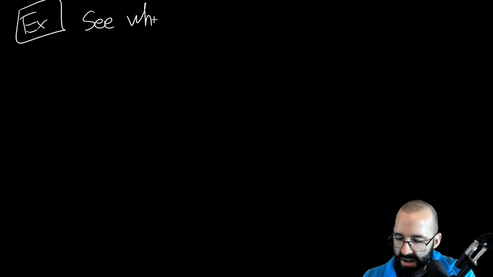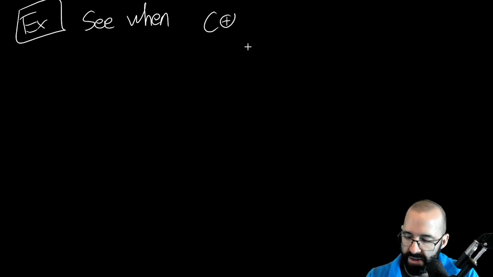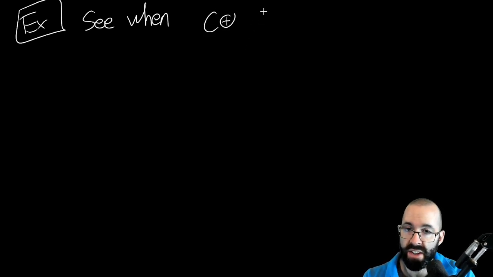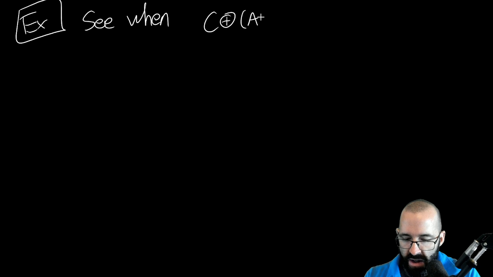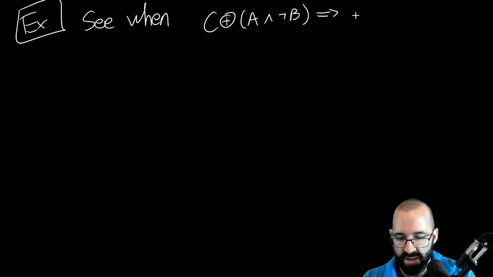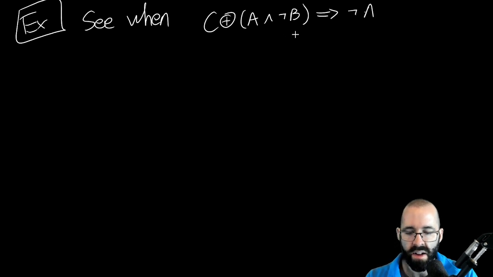I want you to see, this one's a little tedious. So again, if you want practice, if you feel like you need practice, definitely do it. If you feel like you're good on this and don't need the practice, feel free to skip it. C XOR A and not B implies not A. This one, we're really going to show how it's useful to do a truth table in steps.